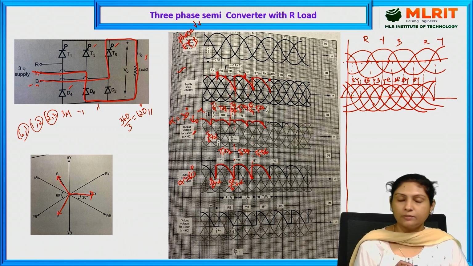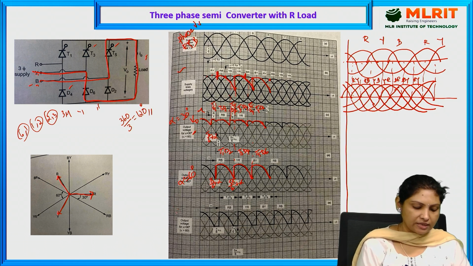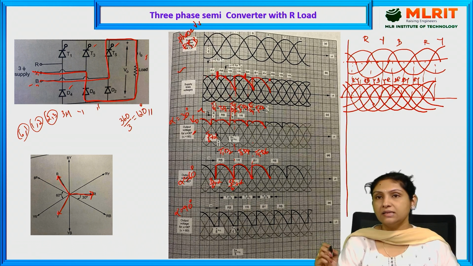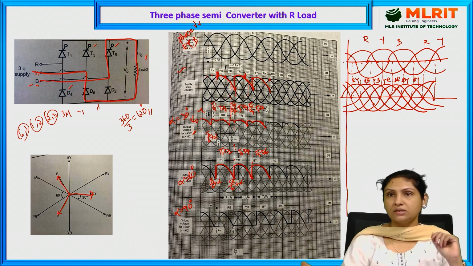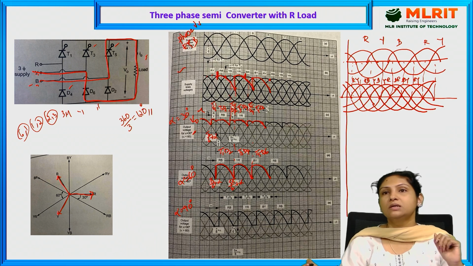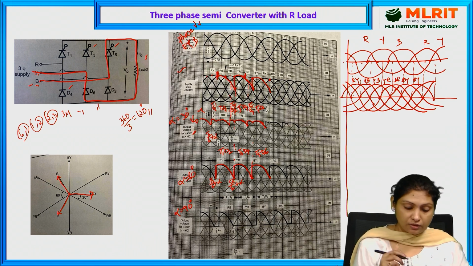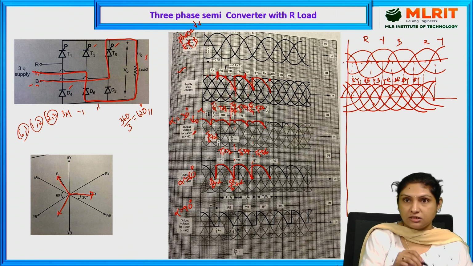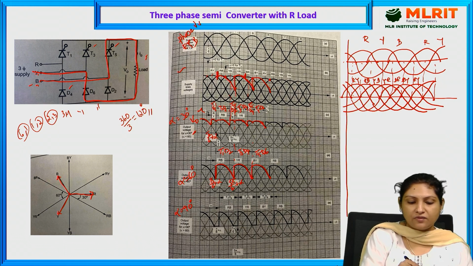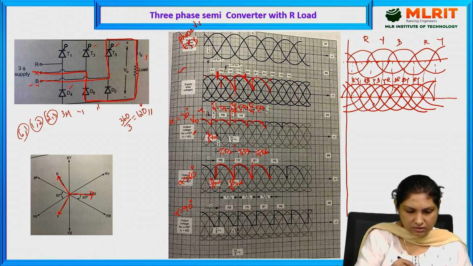Let me check out for alpha is equal to 90 as well. See, if the firing angle exceeds 60 degrees, in that case the output voltage will be discontinuous. Though it is a resistive load, the output voltage will be in discontinuous mode. So if you see, alpha is pi by 6 at this instant, the zero crossing. Pi by 6 plus alpha: this is 30, this is 60, and this is 90. So at this instant, we are supposed to provide the triggering pulse.